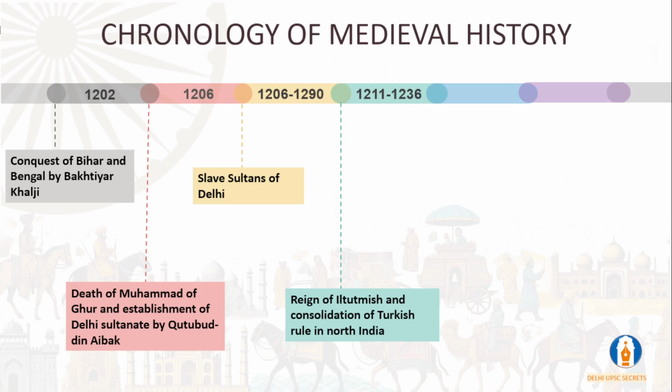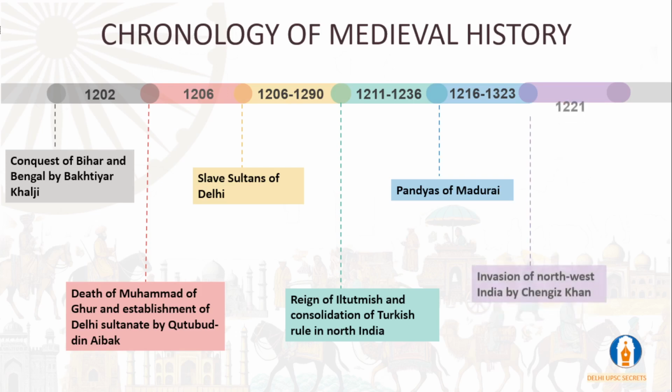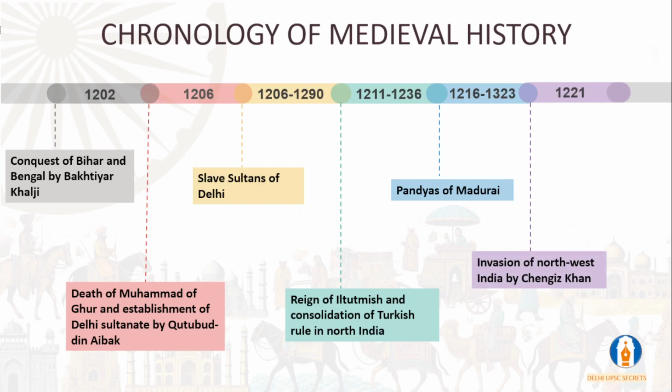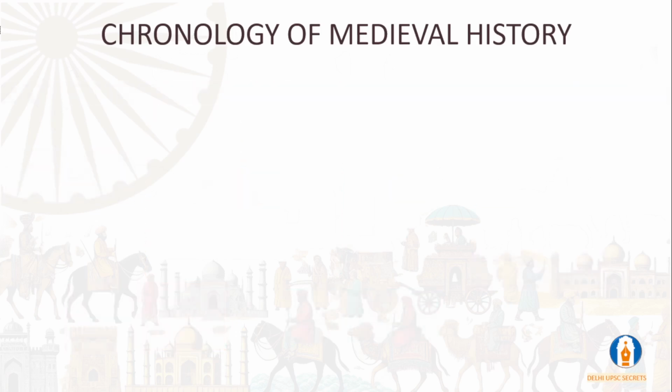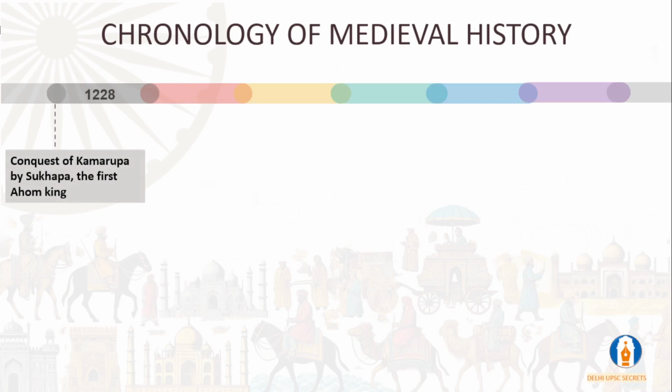1211 to 1236 AD is the reign of Iltutmish, and the consolidation of Turkish rule happens in northern India. Then moving forward, 1216 to 1323 AD is the period of the Pandyas of the Madurai region. They were rising in southern India. 1221 AD is when the invasion of the northwest happens by Chengiz Khan. So this period is marked with a huge lot of invasions.